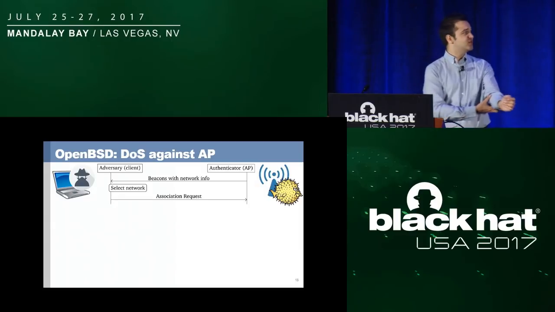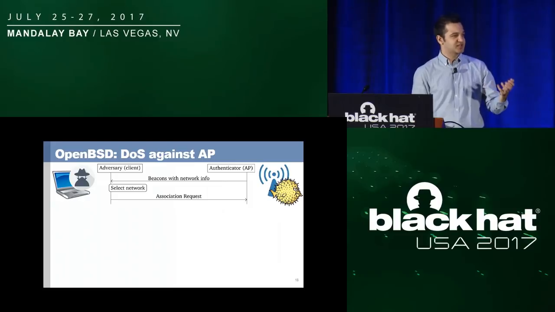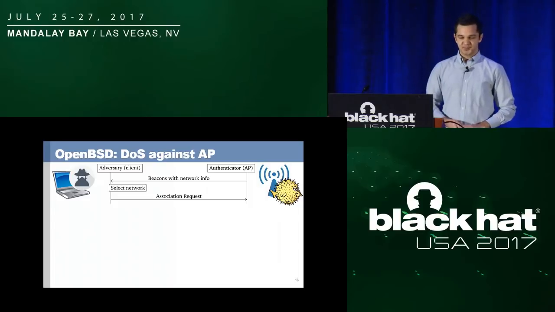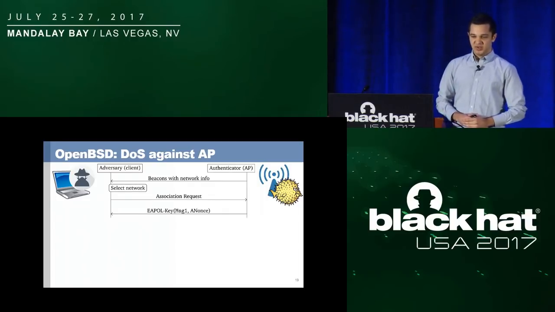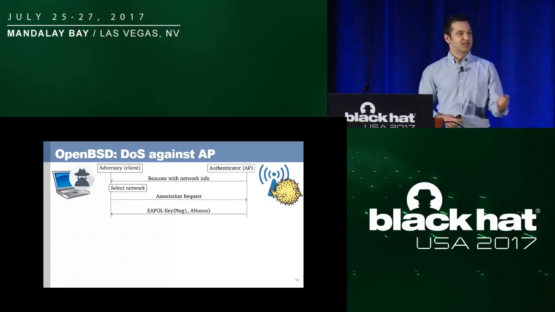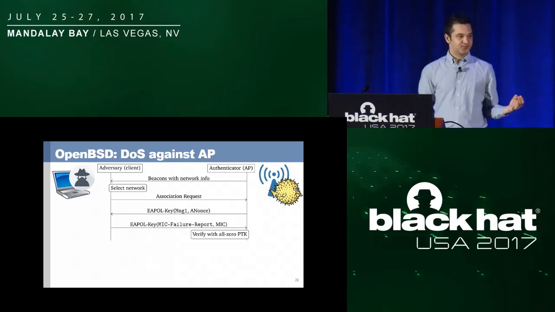Well, we have our first stage of the attack, where everything happens normally. We have our attacker here, which acts as a client, and we have the OpenBSD access point. The client simply searches for the network. It sends an association request saying, hey, I want to connect to the network. And then the access point will send message 1 of the 4-way handshake. But normally the client would now send message 2 of the handshake. However, when we execute our attack, we send this MIC failure report.